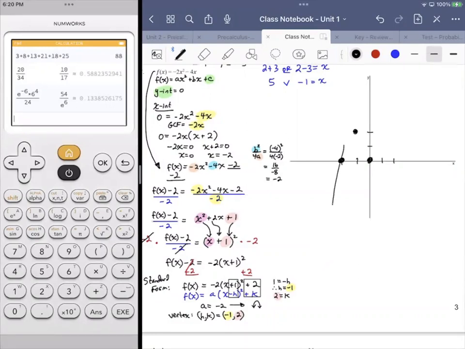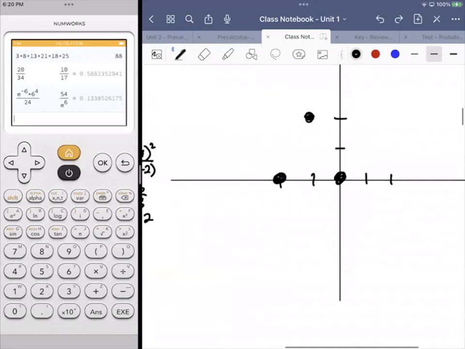Some people like to get a third set of coordinates, in addition to x-intercepts and y-intercepts. I guess I could say a fourth set of coordinates.